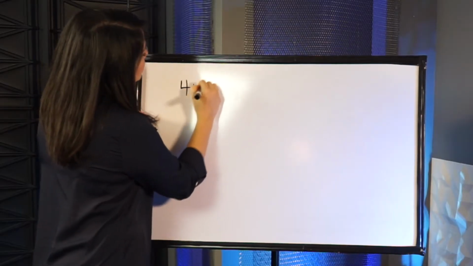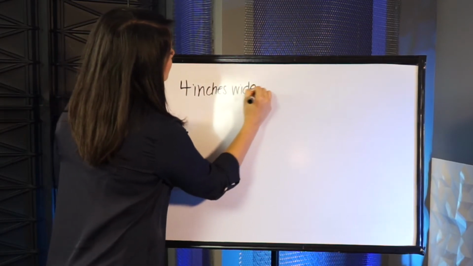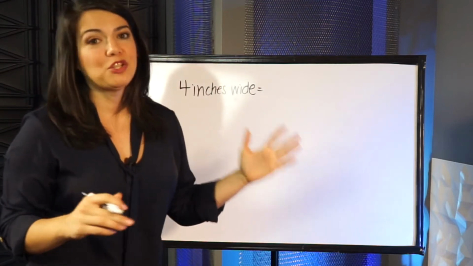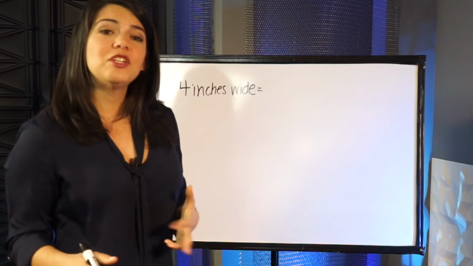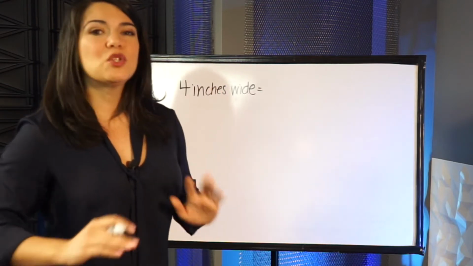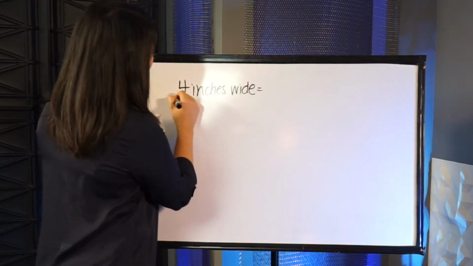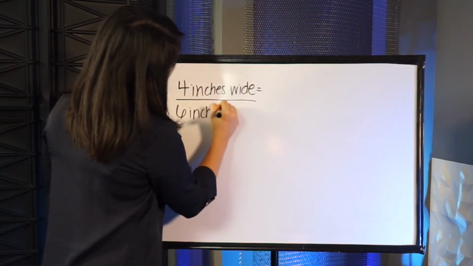4 inches wide. Now I like to write everything out because I want to make sure that I'm putting everything in the right place and I don't want to get confused. Especially with this question that everything is in inches. So it can be a little confusing like that. So this is the width and we're comparing it to 6 inches in length.